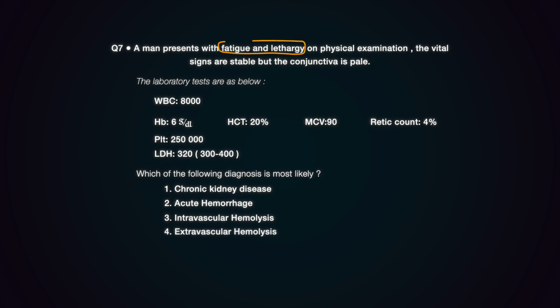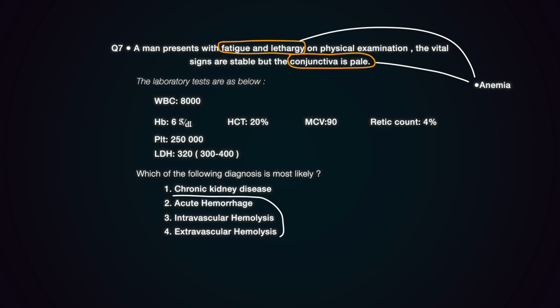Fatigue, lethargy, and pale conjunctiva are clinical manifestations of anemia. According to the lab tests, hemoglobin of 6 reveals anemia. MCV is 90, that means normocytic. So, in this category, the reticulocyte count should be considered, that is 4%. That apparently is more than 2%, so options 2, 3, and 4 seem probable. But this assumption is not correct.